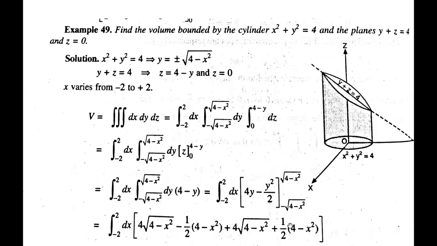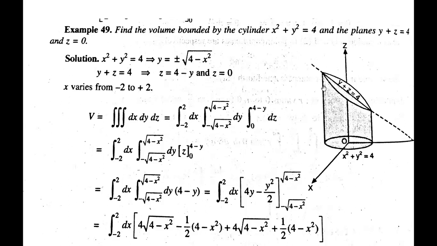Now there is another example here. Find the volume bounded by the cylinder x square plus y square is equal to 4, and the plane y plus z is equal to 4 and z is equal to 0. So your lower limit of z is given, z is equal to 0, and you can calculate z from here, 4 minus y. So your limit of z will be 0 to 4 minus y, right? And you can calculate the limit of x and y from here. So y square is equal to 4 minus x square, right? And y is equal to plus minus square root of 4 minus x square. And for the calculation of the x limit, put y is equal to 0 here, so x square is equal to 4, so x is equal to minus 2 to plus 2, right?